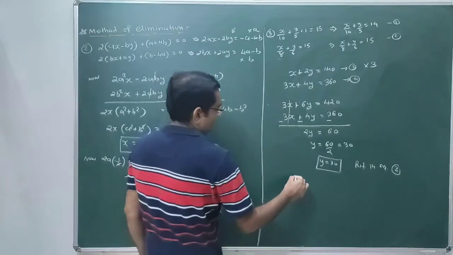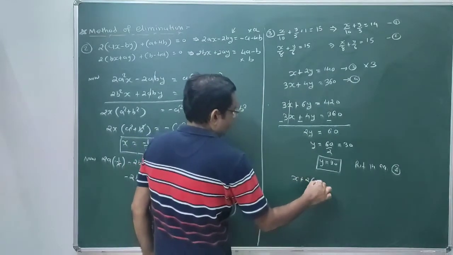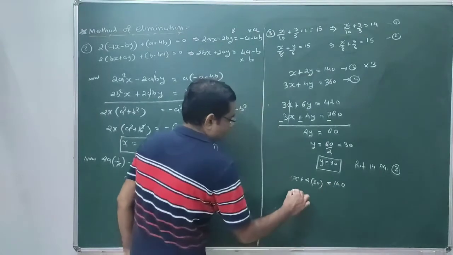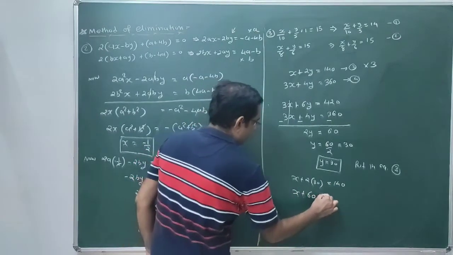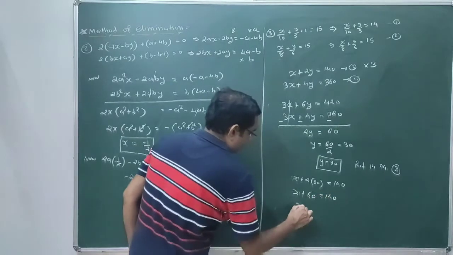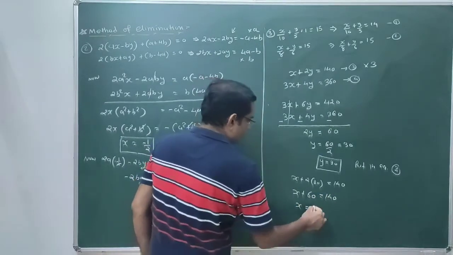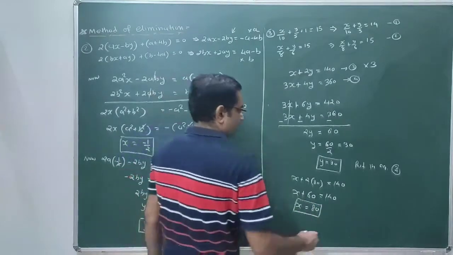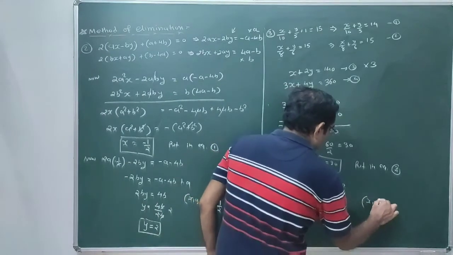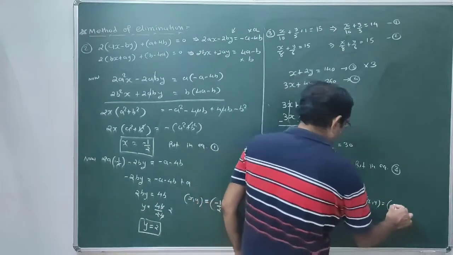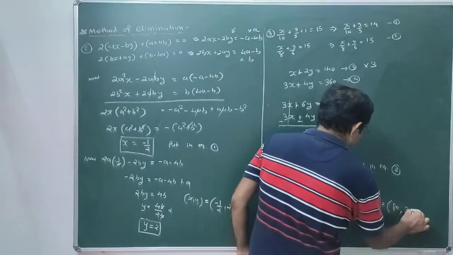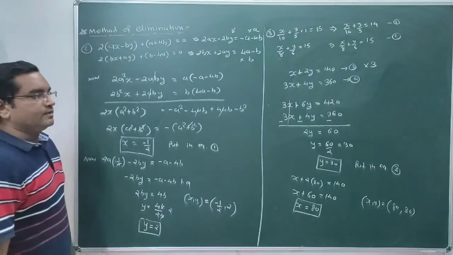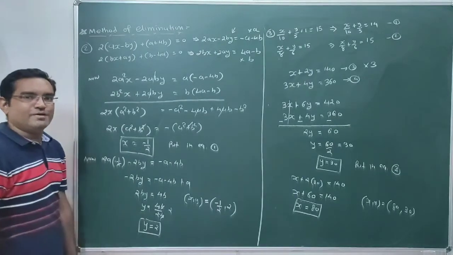So equation 3 will be x plus 2 into y, which is 30, equal to 140. So this one is x plus 60 equal to 140. So x equal to 140 minus 60, 80. x equal to 80 is the answer. So the solution is: value of x is 80 and y is 30. Clear, friends? So this is how you can solve your question number 3. Pause the video to note it down.